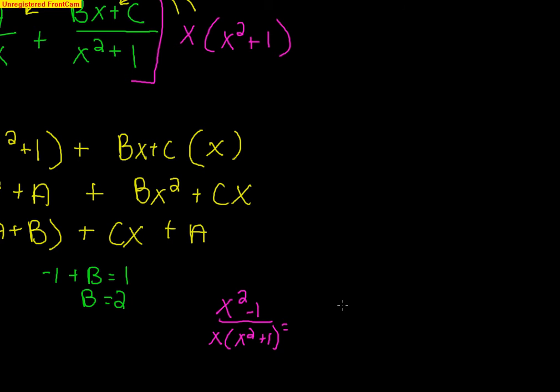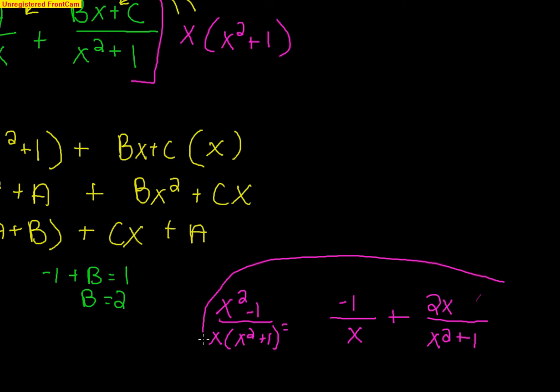So we put negative 1 over x, plus, we got 2 for b, so we go 2x, and c was 0, so we don't have to put a plus 0 because it means the same thing. So we put 2x over (x squared plus 1). Alright, so this is our final answer. That's what happens when you plug the a, b, and c back into the partial fractions.